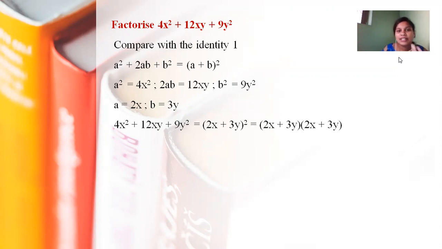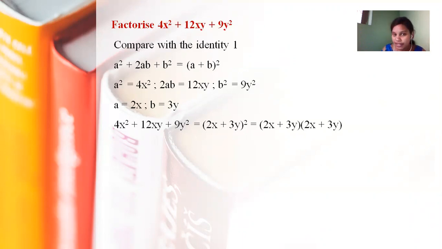So just look at this. It is in the form a square plus 2ab plus b square. How can we identify whether this polynomial is (a + b) whole square or (a - b) whole square? Just by looking at the middle term, the coefficient of xy. What is the coefficient of xy here? It is plus 12. If it is positive, we can use (a + b) whole square. If it is negative, we can use (a - b) whole square. Clear, everyone?